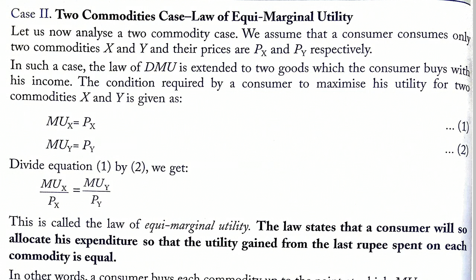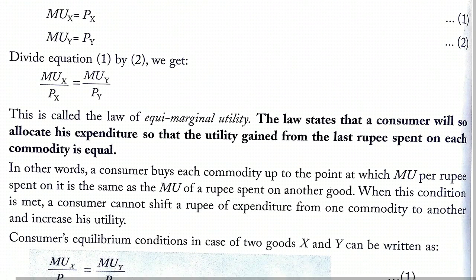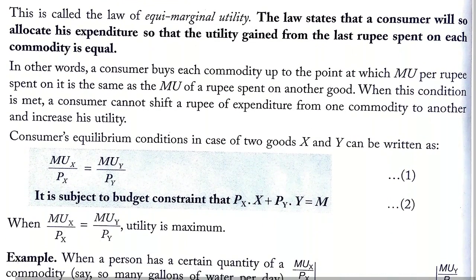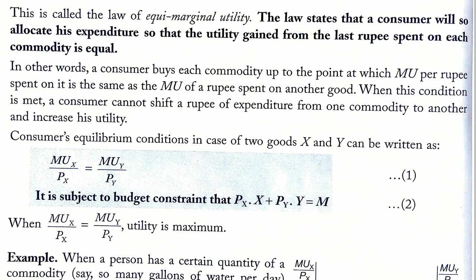Now this is also called the law of equimarginal utility. What does this law state? This law states that a consumer will so allocate his expenditure so that the utility gain from the last rupee spent on each commodity is equal.